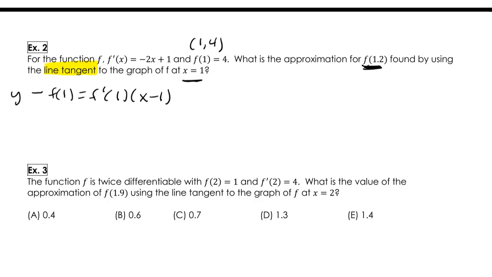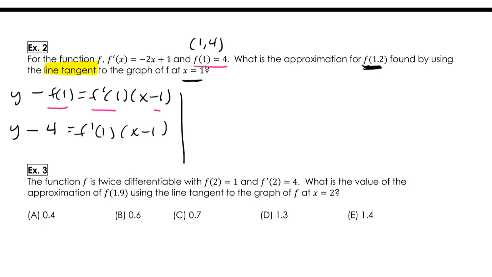Now, what do we need? Well, we need f of 1, right? Look at, we have to fill this in, and we already know that. But f of 1, they told us, is 4. So we can go ahead and sub that in right away. So y minus 4 equals f prime of 1, x minus 1.